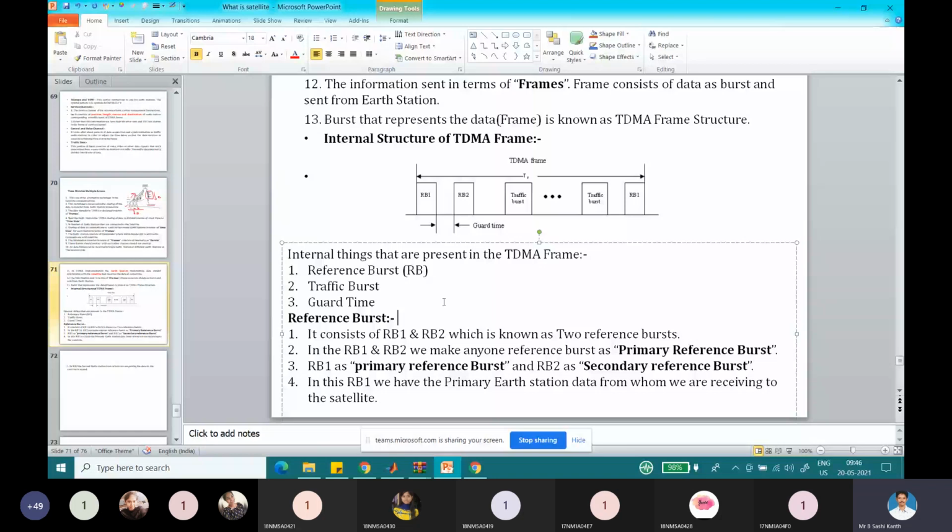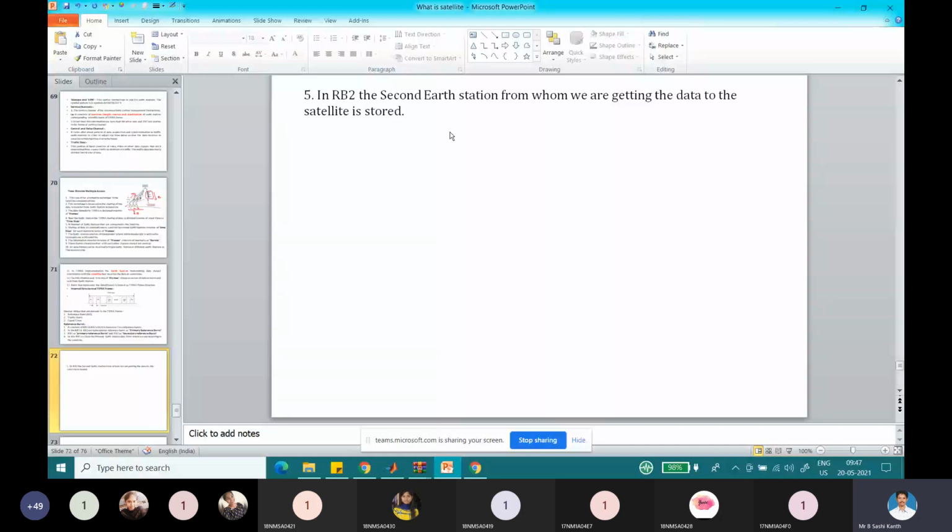It will have only the earth station from whom you are getting the data, which is nothing but the earth station details. In RB2 also, we'll have the second earth station from whom you are getting the data to the satellite, which is nothing but the same thing here also, where it will know only the second earth station details. It doesn't have any information. Okay, so that is the thing that we have discussed here.